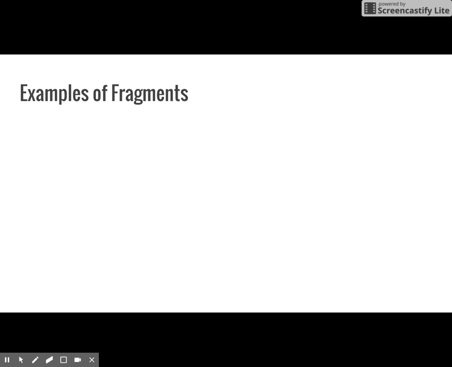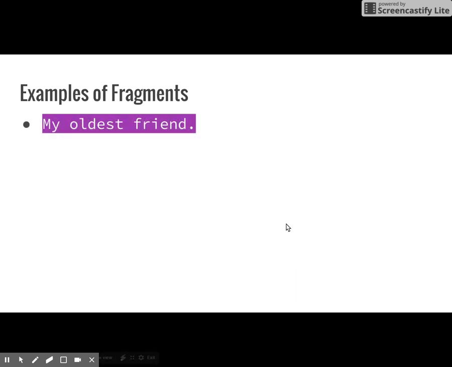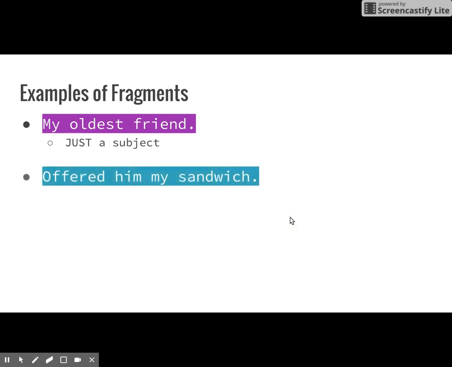So some examples of fragments. My oldest friend. All right, this is just a subject. It's just the what or who part of the sentence. My oldest friend. Well, what did they do? They don't do anything. It's just a subject. Or offered him my sandwich. This is just the predicate. This is just the something they do. There's no what or who. We don't know who's offering him my sandwich.